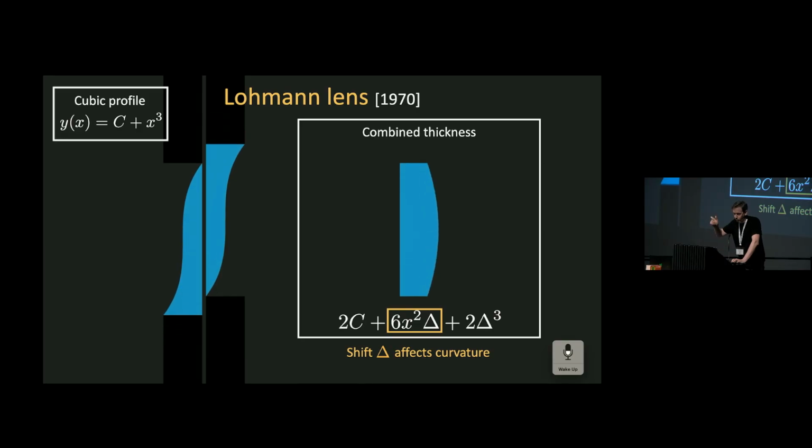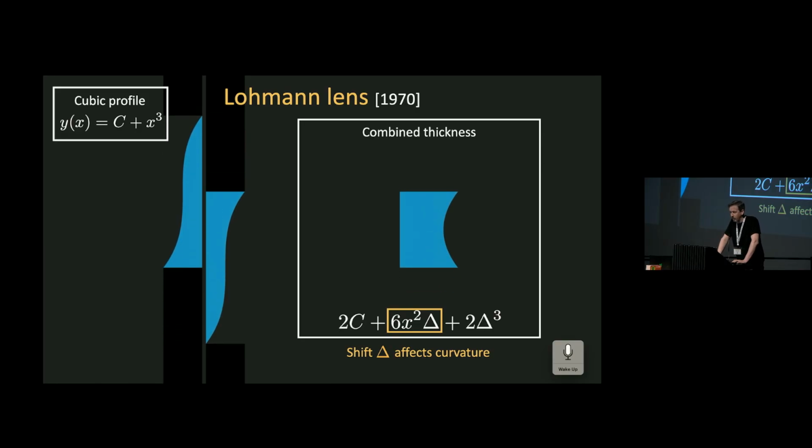We can also translate them the other way, producing a concave lens, and the amount of translation between these two elements determines the power of the combined elements.